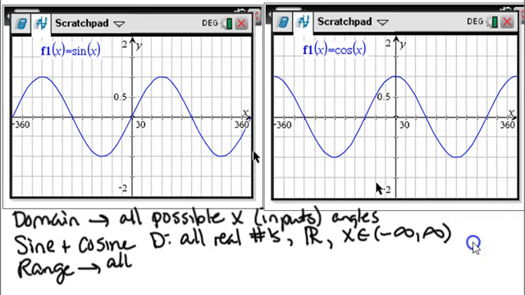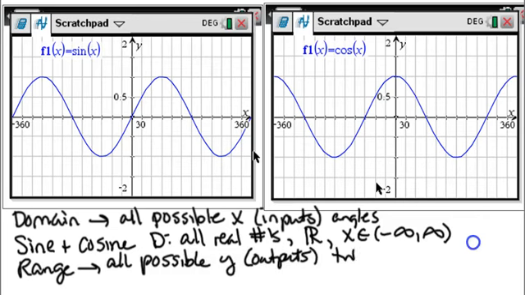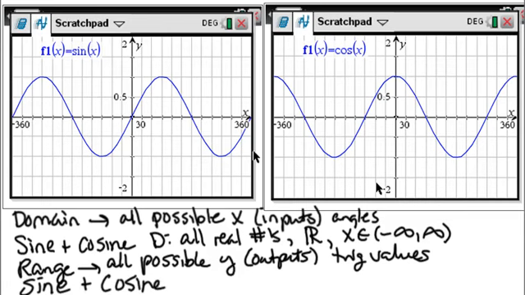Now the range is all possible y values, or the outputs. In this case, we're talking about the trig values. So what trig values can I get for sine and cosine? Well, for both sine and cosine, you will notice that the highest that you can go is 1, and the lowest you can go is -1. Highest is 1, the lowest is -1, no matter how many times the graph repeats itself.